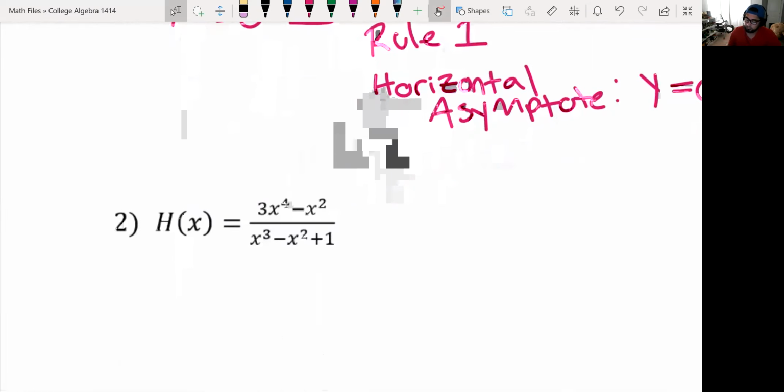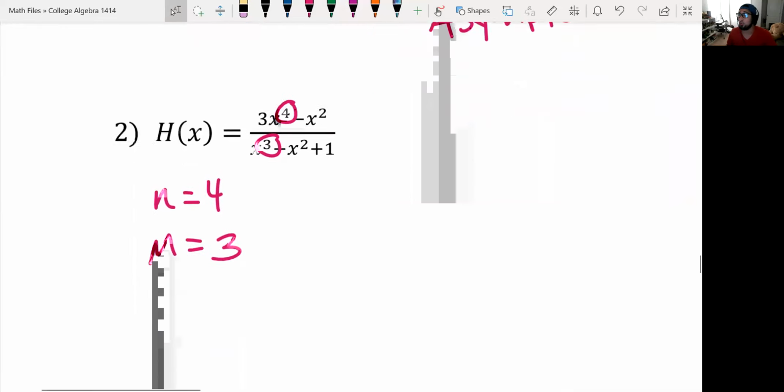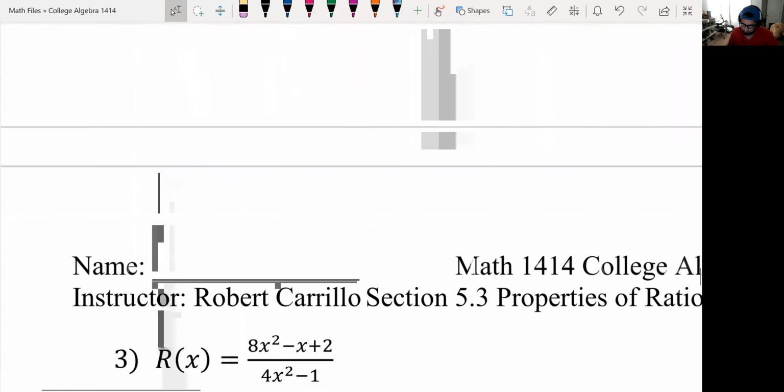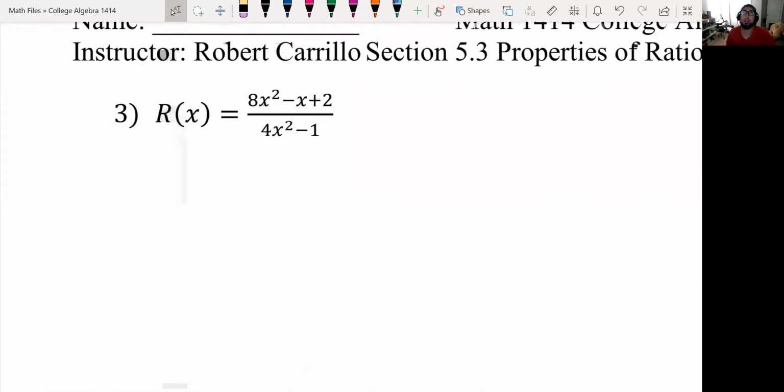So number 2, it's not going to work out. Here, n is 4, and here m is 3. So in this case, the numerator is bigger by 1. We have a case for that, but we'll get to that later. We want to find a problem where the degrees are equal. And that's going to be our number 3.